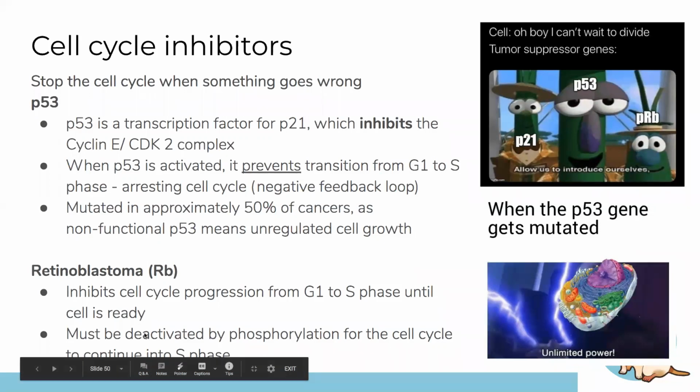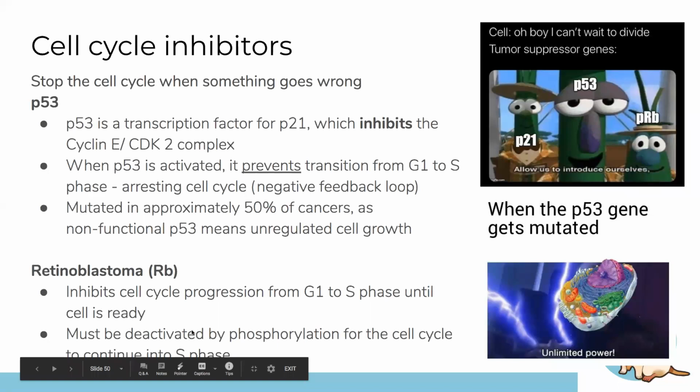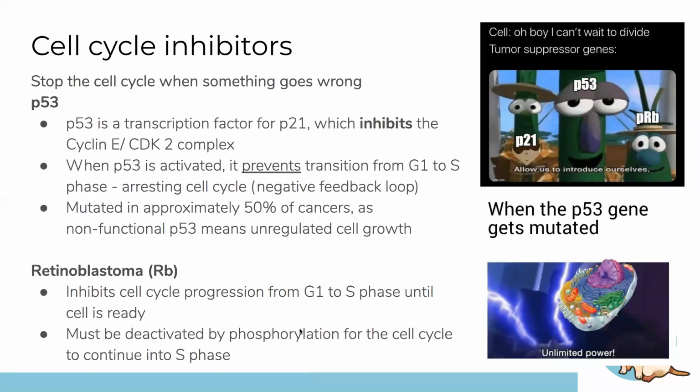It has to be deactivated by phosphorylation for the cell cycle to continue into S phase. So they're both kind of similar, they're both inhibitory. So when they're activated, they're going to stop it. They're both like brakes. But this one, I can't remember how you turn off. I think you turn off just by being ready. They're just a cascade of signals and they'll turn off. Retinoblastoma is deactivated by phosphorylation for it to continue.